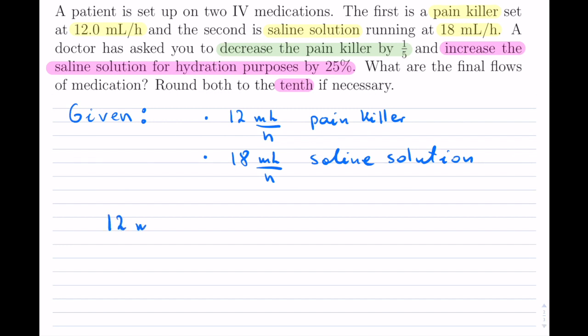So I start with 12 milliliters per hour, and I know that I am supposed to be decreasing this painkiller by 1/5. So that means decreasing, that is 1 minus 1 over 5. And now remember, this 1 right here means 100% of the total minus a fifth. So that's what that means. And we're supposed to be decreasing this. So that's the first one.